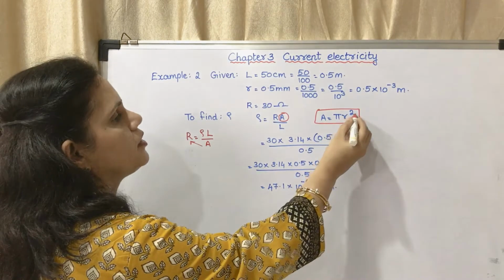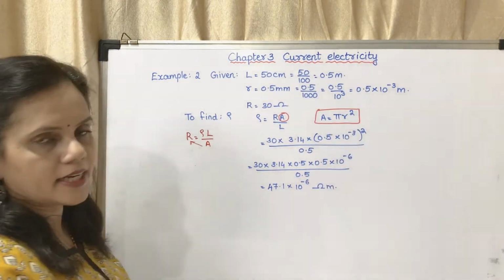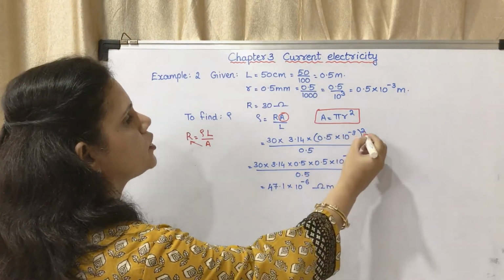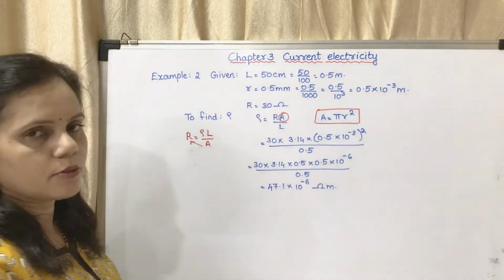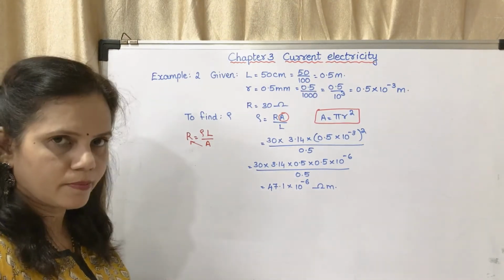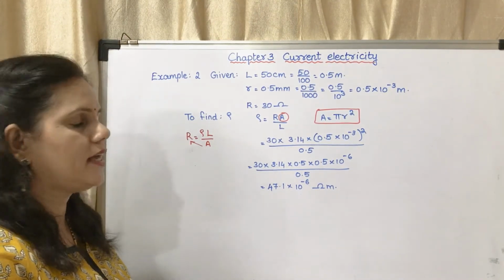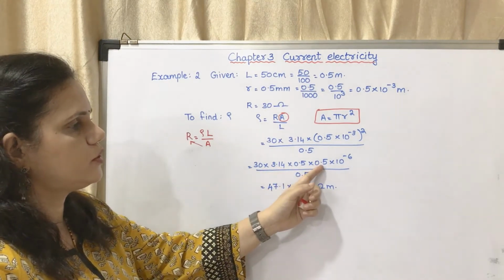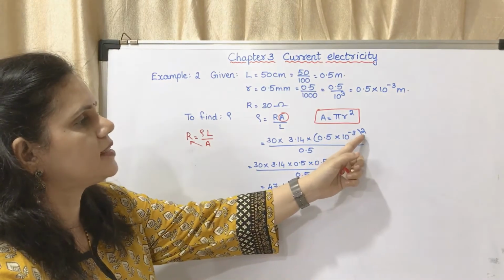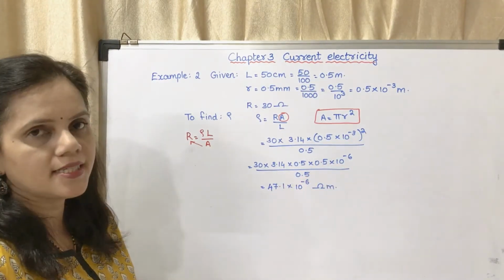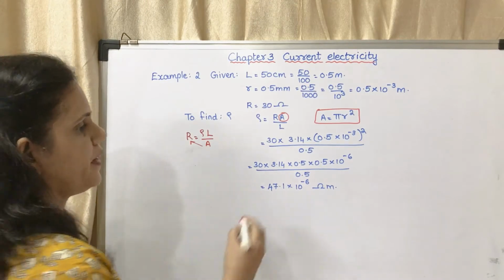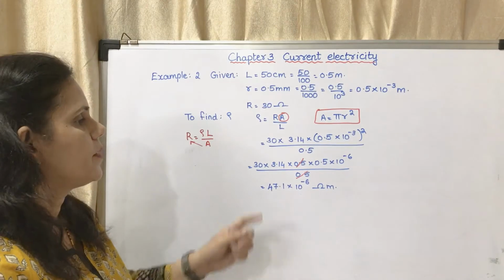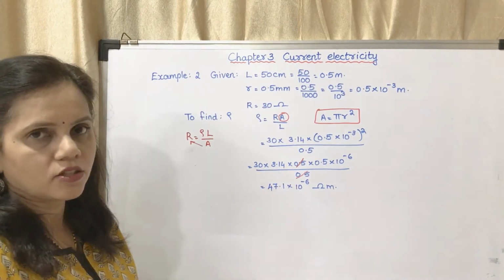That's all. r square, r is 0.5 into 10 raised to minus 3, the whole square. Now I am opening this square. I have taken 0.5 two times instead of making it 0.25. Why? I'll tell you. 30 into 3.14 into 0.5 into 0.5 into 10 raised to minus 3 the whole square makes 10 raised to minus 6, upon 0.5. This 0.5 and this 0.5 I can cancel easily. So now 0.5 has got cancelled.